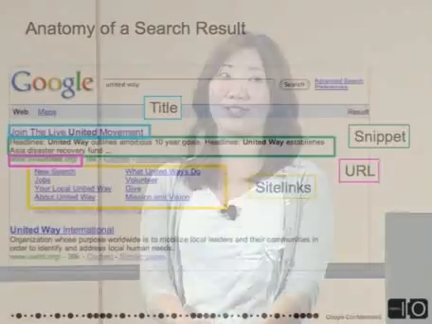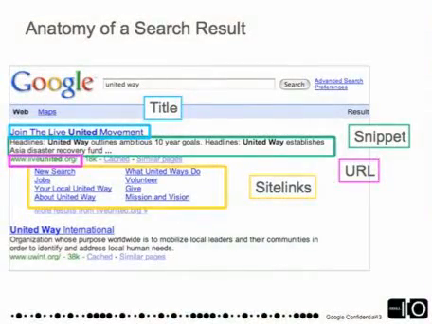So, anatomy of a search result. Here's what we're going to be talking about. With a search result, you have a title, that's the blue box. You have a snippet, that's the green box. Sound like I'm a kindergarten teacher. You have the URL, that's the pink box. And then you might have site links. Some of you might have seen this.